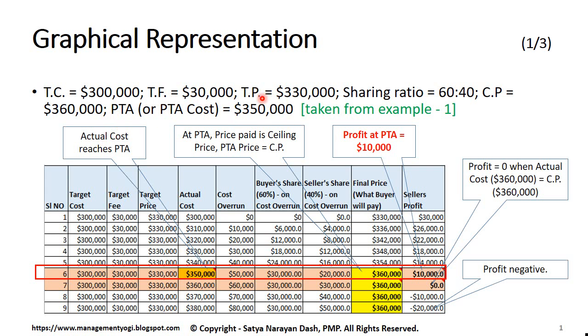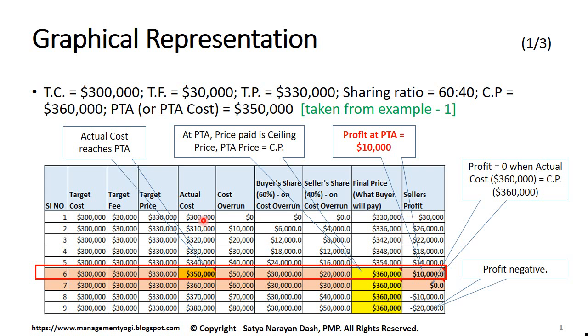to be $350,000. So in the first case, the target cost was $300,000. The actual cost is $300,000. So the cost overrun is 0. Buyer won't pay anything, seller won't pay anything. The final price that the buyer will pay is $330,000 and the seller is going to make $30,000 profit.